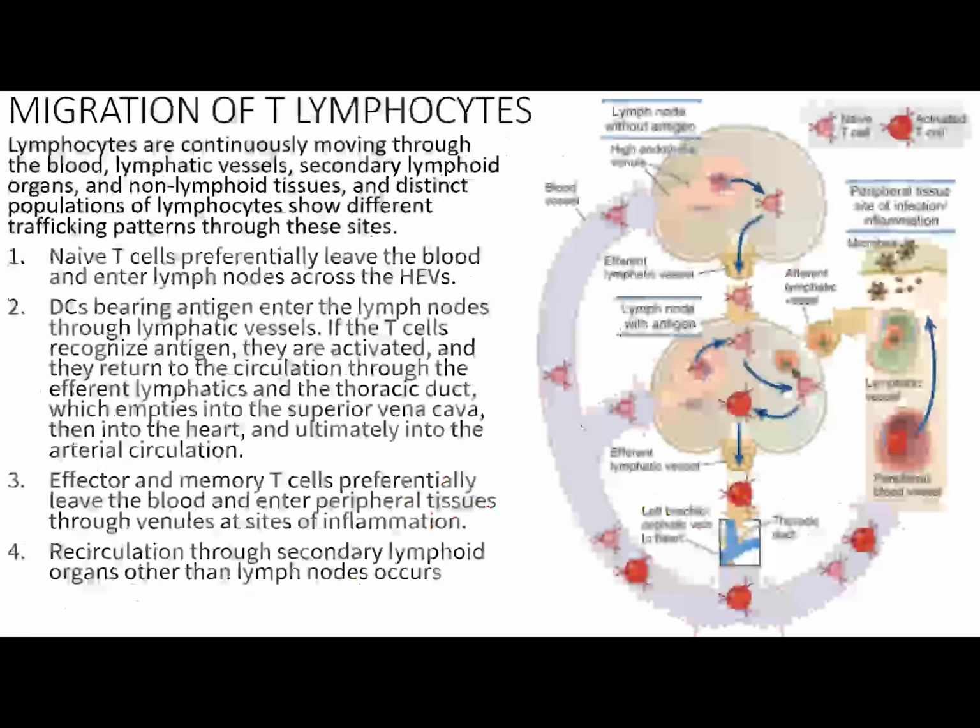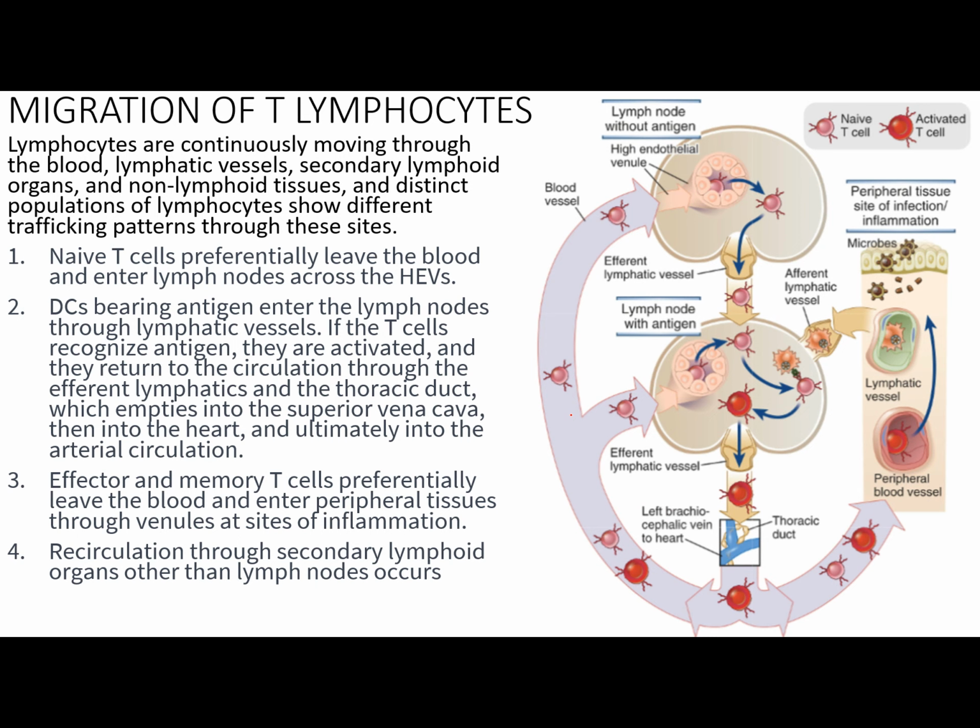All right, let's continue. So let's talk about this time, class, the migration of T lymphocytes. So lymphocytes are continuously moving through the blood, lymphatic vessels, secondary lymphoid organs, and non-lymphoid tissue, and distinct populations of lymphocytes show different trafficking patterns to the site. So kanina, class, if you still remember in the earlier slides, sabi ko yung mga naive lymphocytes would always go to the lymph nodes. Now, when you say naive, yan yung mga inactivated.